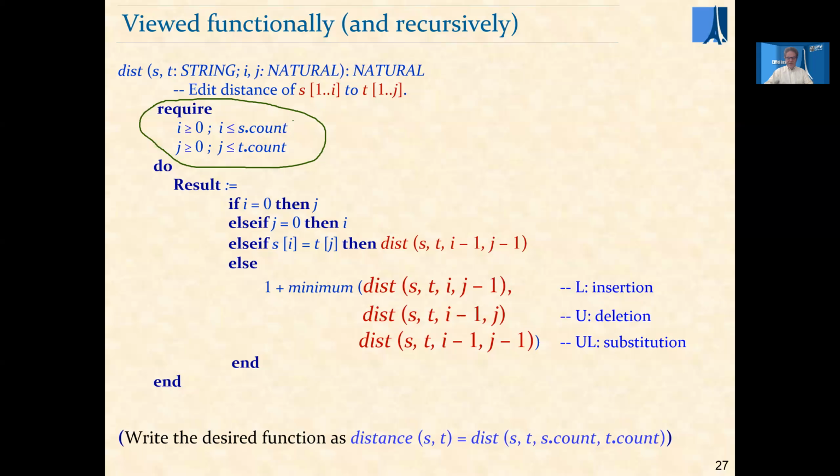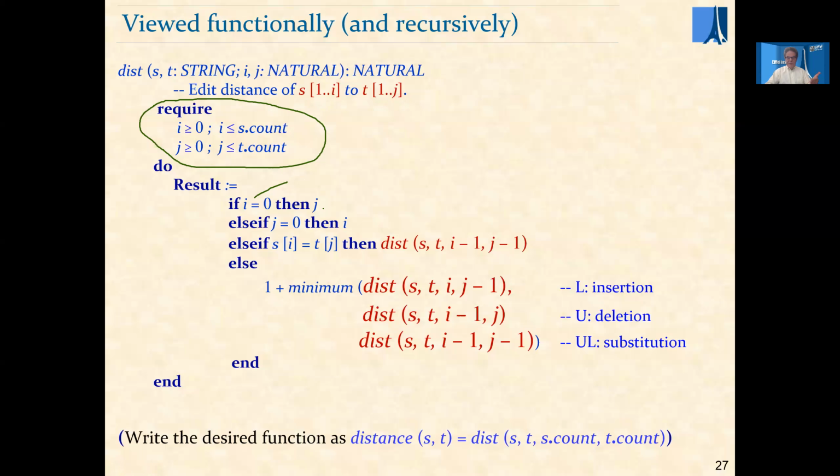So here we're stating the conditions, right? We're stating that I is between 0 and the count, the length of S, and J, same thing, is between 0 and the length of the target string T. So first case, I is equal 0. The source string is empty. So, well, the minimum way to obtain T from an empty string is to have a sequence of J insertions.